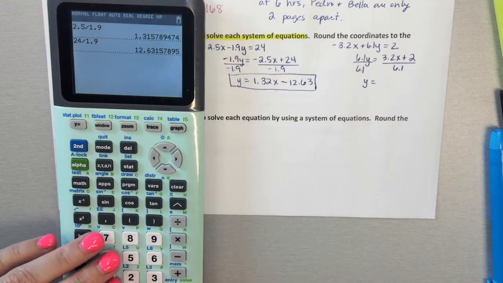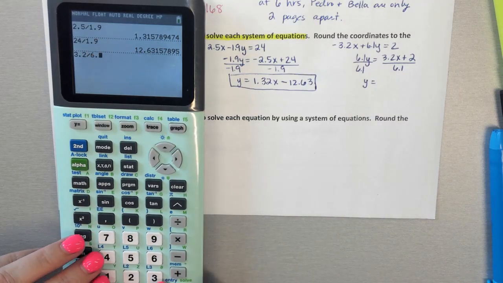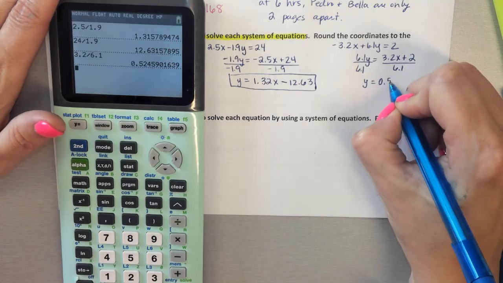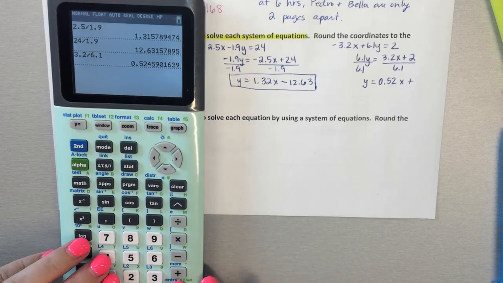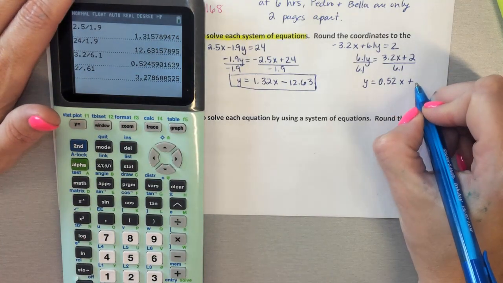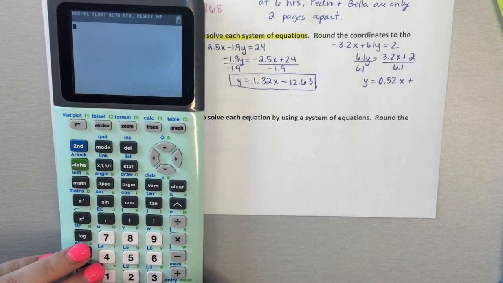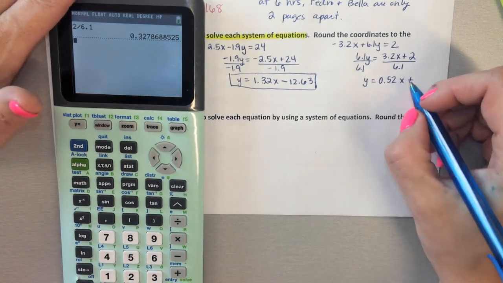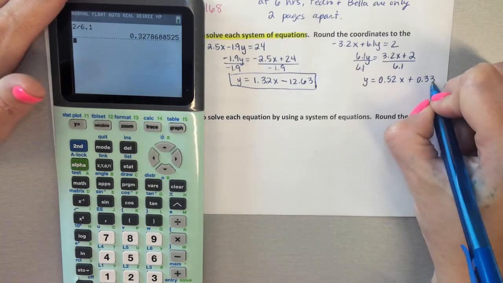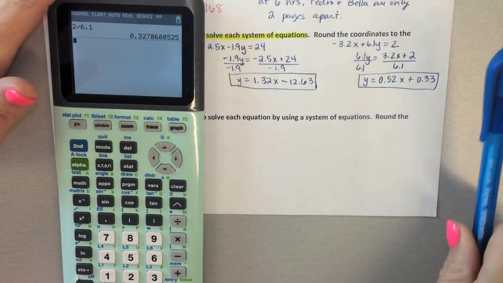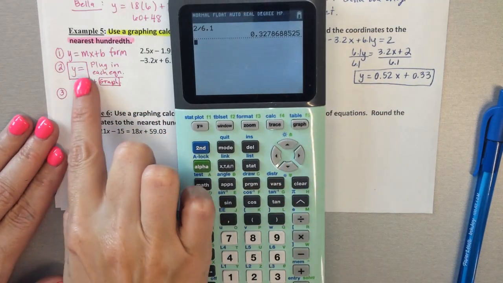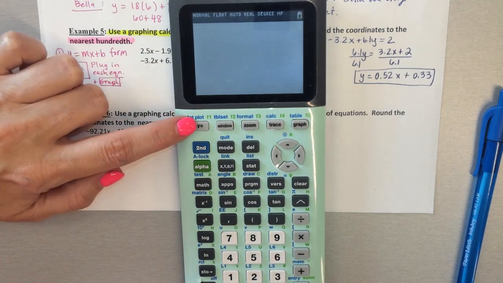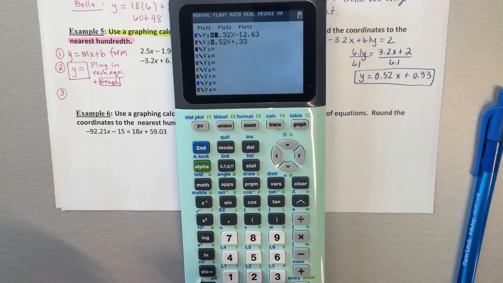Okay, so when you divide, you should have got 0.52x plus... okay, and that one's going to round up. So what I wrote here is you go to y equals. Y equals is right here. I'm going to plug these in with you.